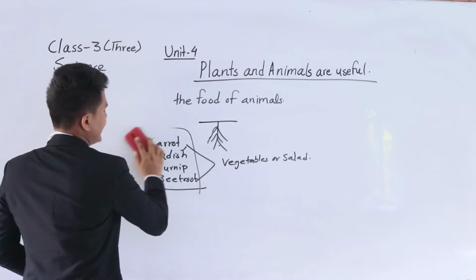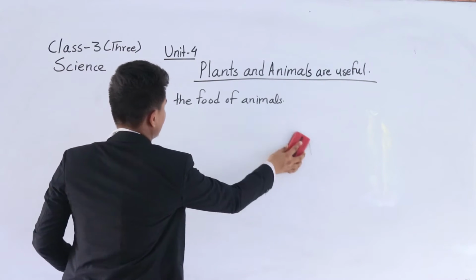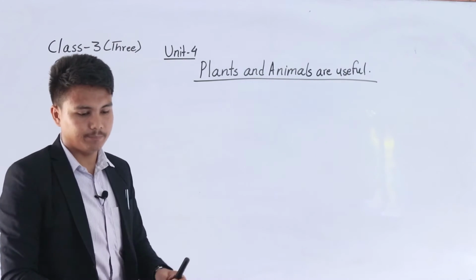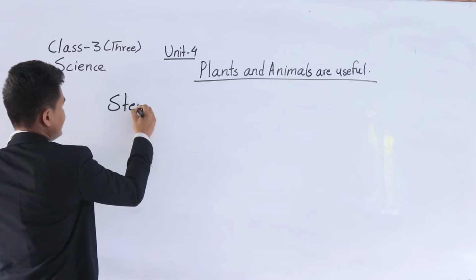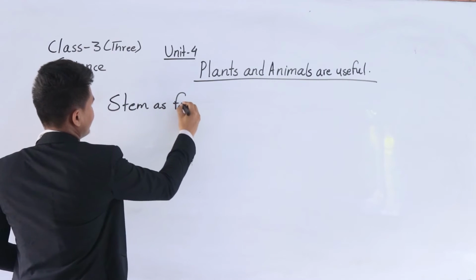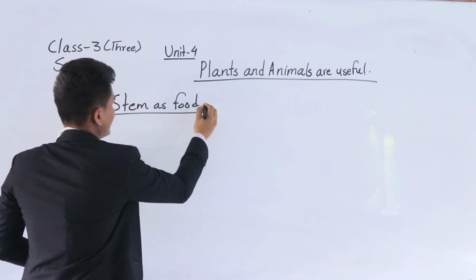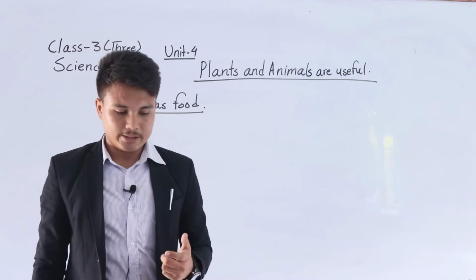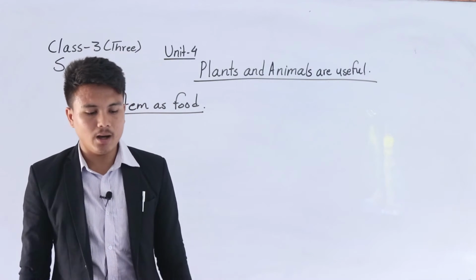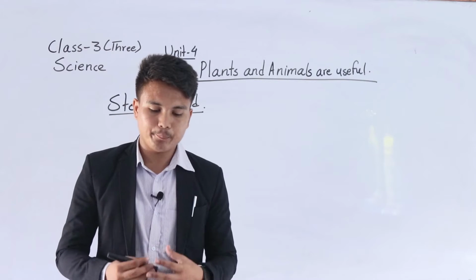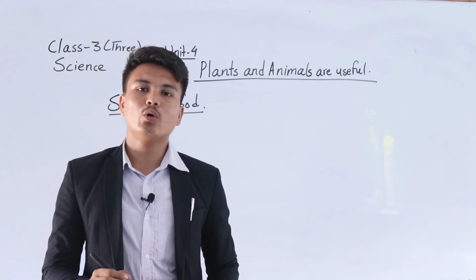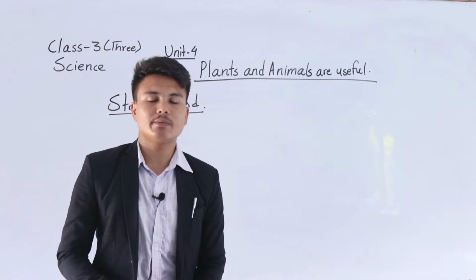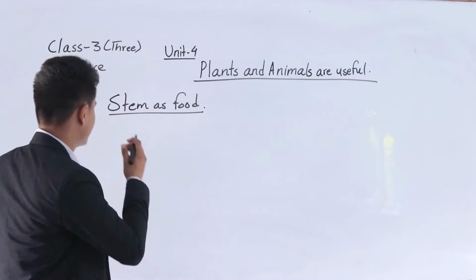So let's talk about another topic, that is stem. Now move on to stem. Stem as a food. Okay, stem is a food. The plants whose stems are used as food are potato, yam, hibiscus, bamboo shoots, onion, etc. These are some examples of stem as a food.